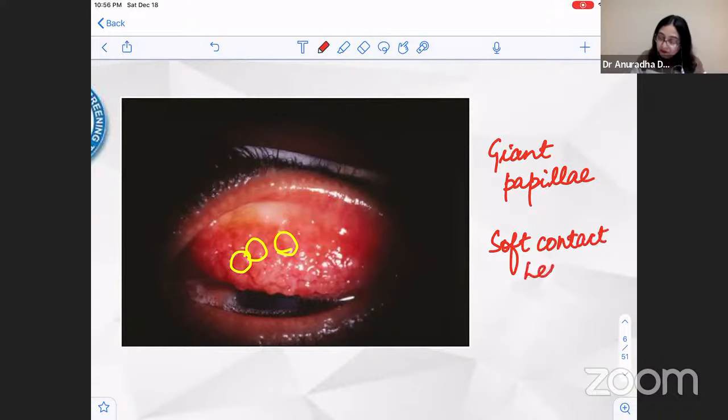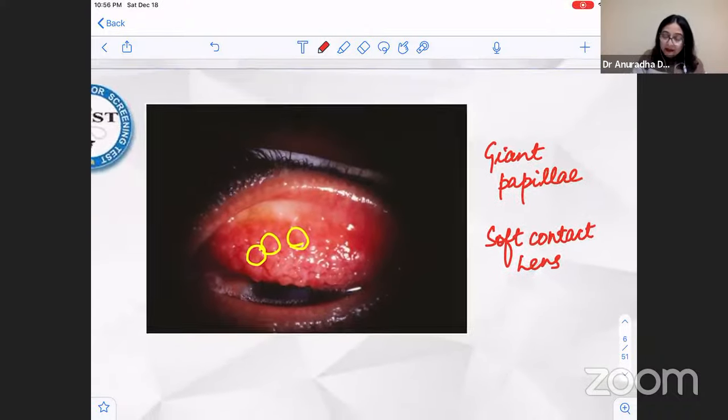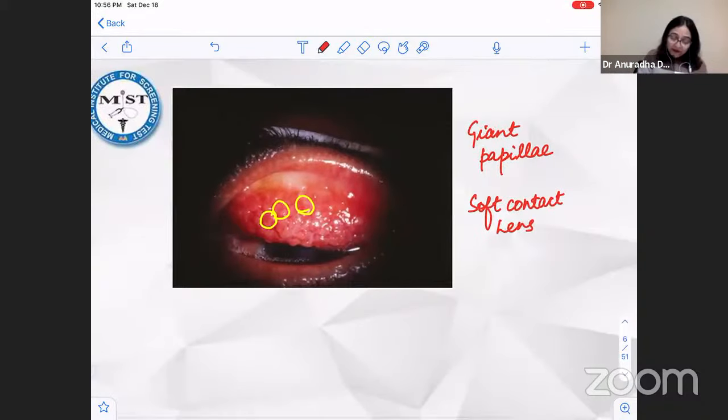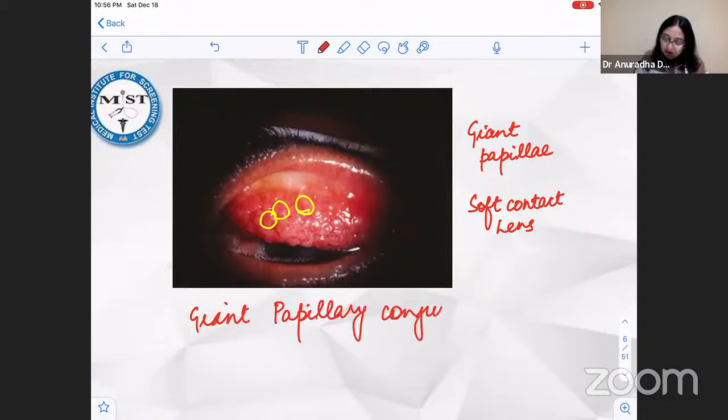Okay? So since this case is describing a patient who is a contact lens user and having foreign body sensation and watery discharge, here it's again a type of allergic reaction, but it is in response to contact lens. And this type of allergic reaction in response to contact lenses is known as giant papillary conjunctivitis.